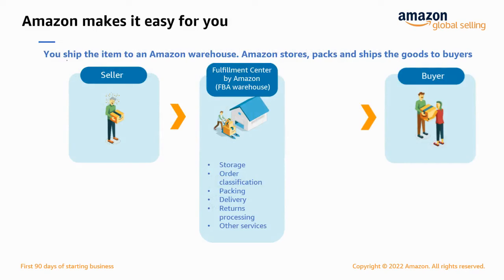Okay, this is basically what I mentioned earlier on. As a seller, you ship your product, your inventory, to the fulfillment center. And then if somebody buys anything from Amazon.com, Amazon will fulfill it for you.